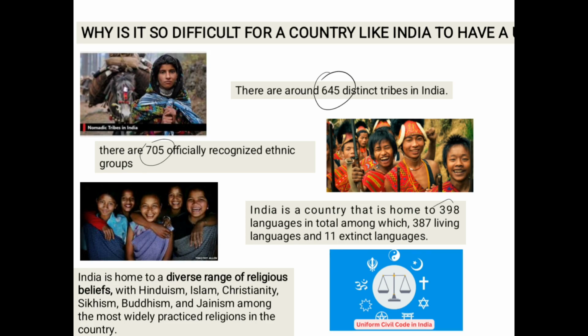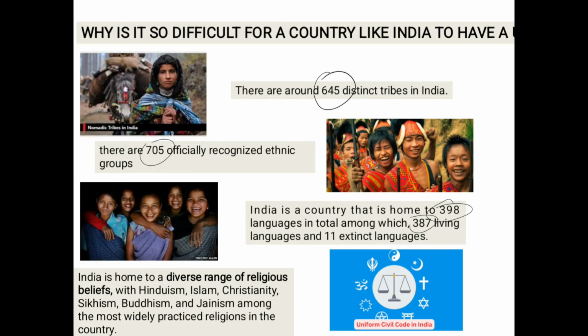India is home to around 398 languages in total, out of which 387 are living languages, that means they are still practiced, and 11 are extinct languages. India is also home to a diverse range of religious beliefs like Hinduism, Islam, Christianity, Sikhism, Buddhism. So we have both linguistic as well as religious diversity, and hence it will be very difficult for us to first understand all the laws that are governing different groups of people, and then to bring them all into one hand. Okay.